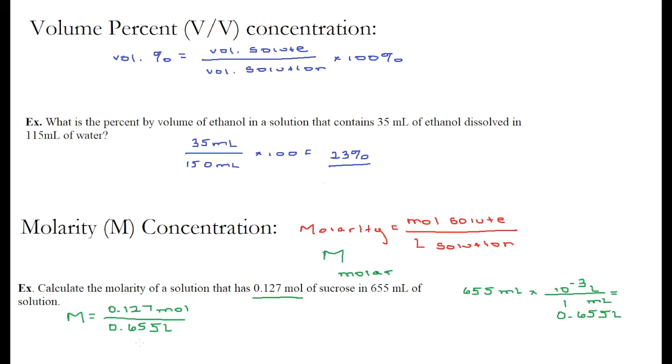And so what I get for my molarity when I do this, 0.127 divided by 0.655, I want 3 sig figs here. I've got 3 sig figs here. So I got 0.19389. I want to keep the 1, the 9, and the 3 is going to round up to a 4. So 0.194. And my units are molar, capital M. Make sure it's a capital M and it's molar. And that's it. Those are your molarity concentration calculations and your volume percent calculations.